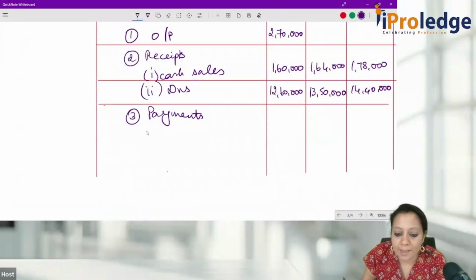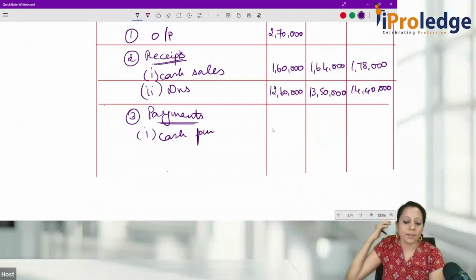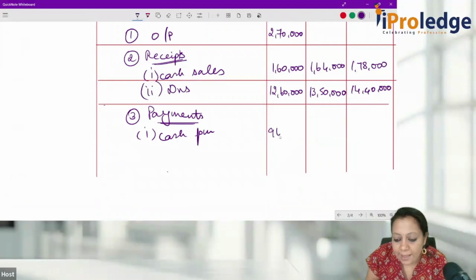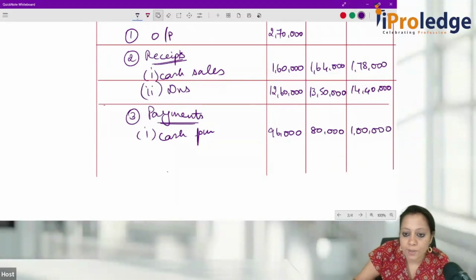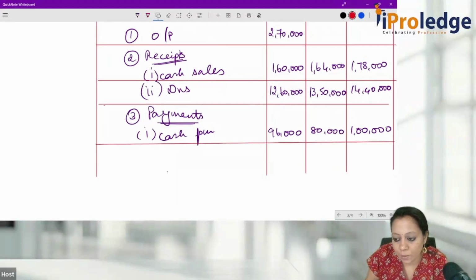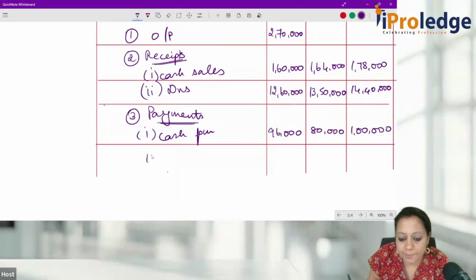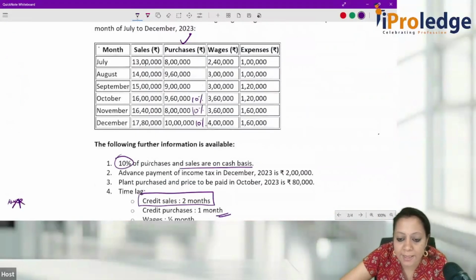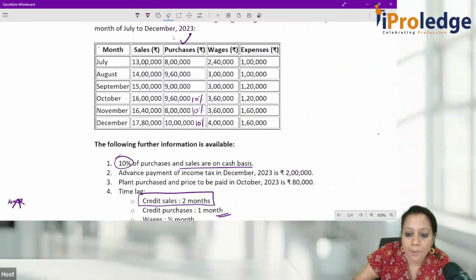So it is going to be cash purchases. Cash purchase is going to be at the rate of 10 percentage. So directly I will write it. Can I say 96,000? Yes. Can I say 80,000? And then 1 lakh. So I hope that was very clear. That particular month itself, we will pay the cash purchase being 10 percentage.